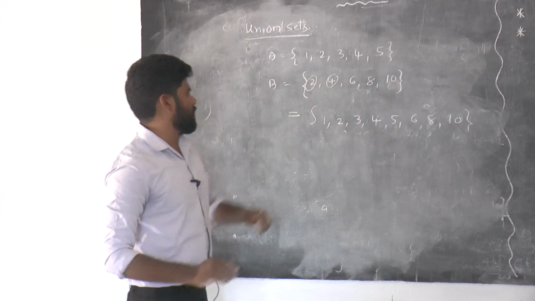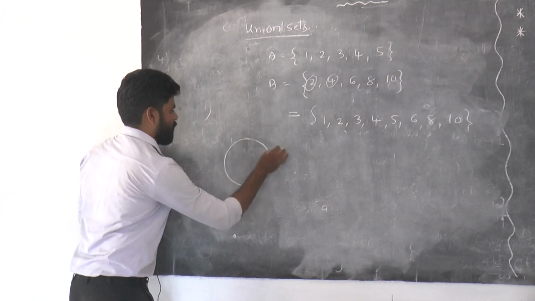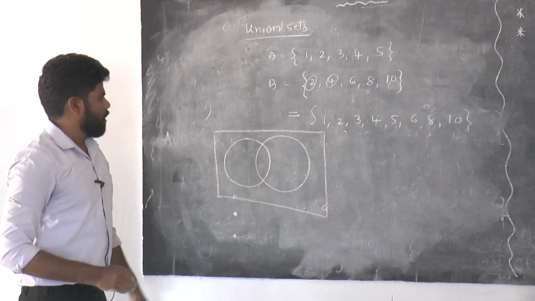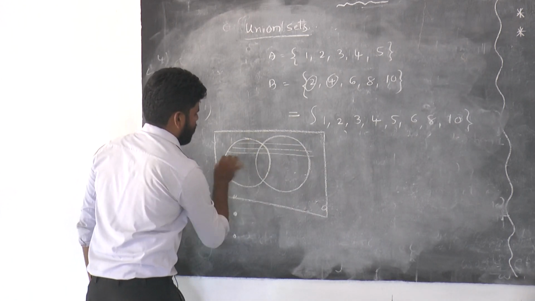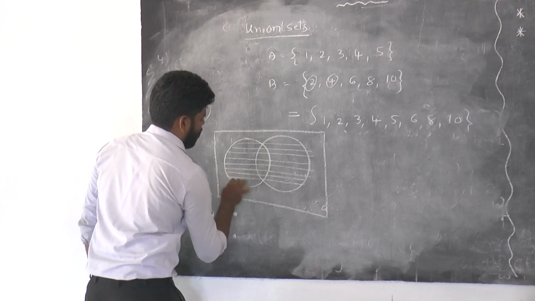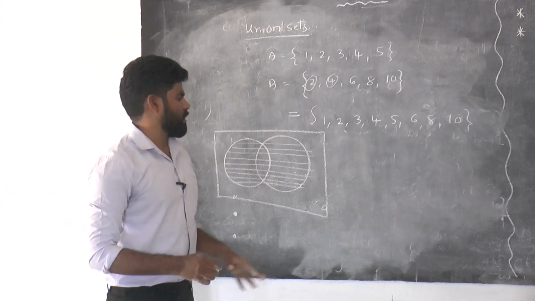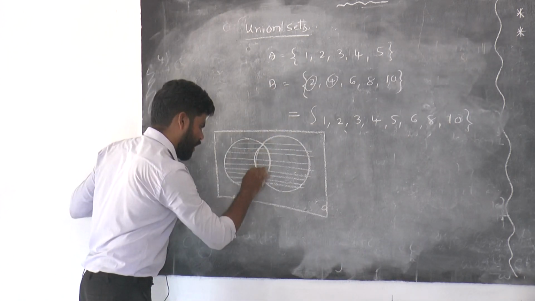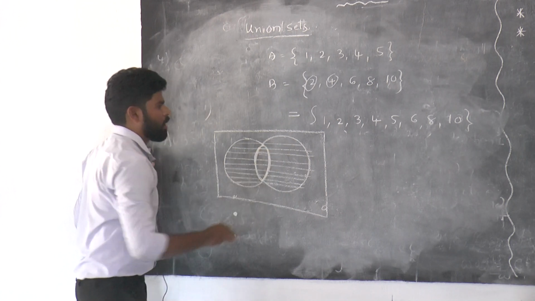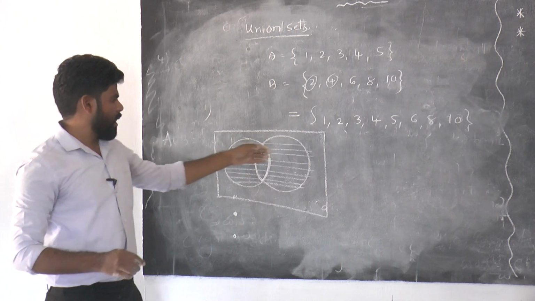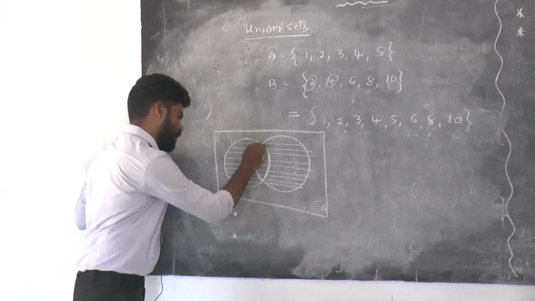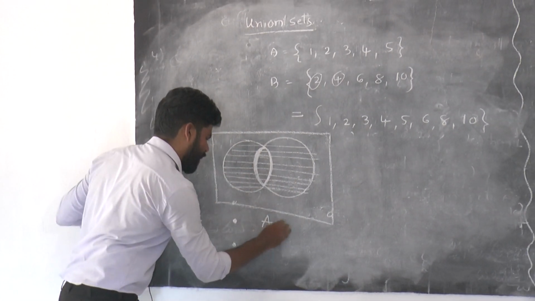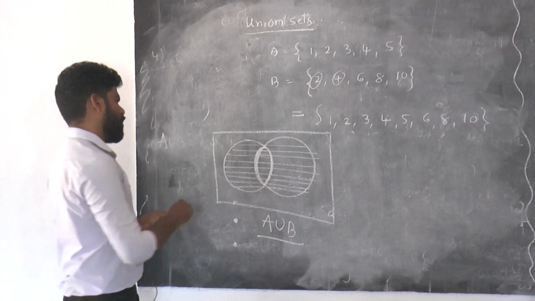It is represented by this example. Here is set A and set B. These lines represent the combination of the given sets. For example, there are common elements. This is the common part. This is only the elements of set A, and this part is only the elements of set B. So the entire picture belongs to A union B.